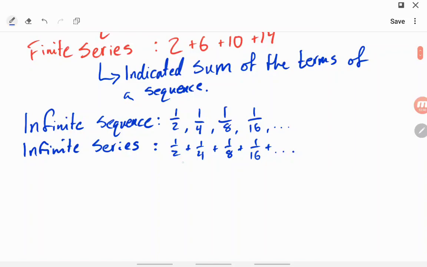But with this fractional infinite series, the sum of this fractional series we'll actually find is equal to 1.